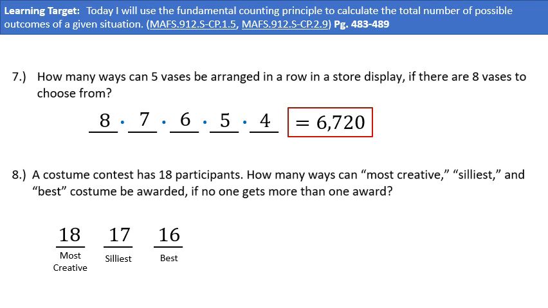All right, so we have 18 participants. So there's 18 people that could be chosen for that first category. Whoever gets chosen in that first category, we're going to assume that no one gets more than 1 award. So there's only 17 people that could get the next category, then only 16 people could get the last category. Multiply those things together.